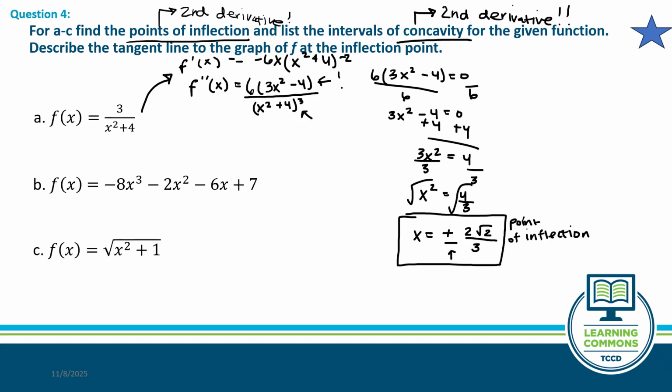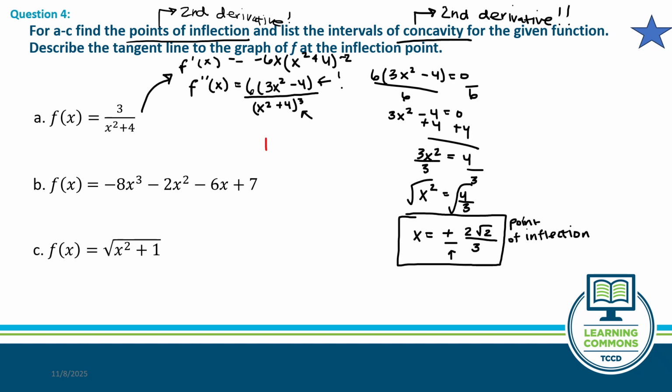If you write it with this little symbol, that's the same thing as writing 2 root 2 over 3, comma, negative 2 root 2 over 3. Again, I don't think she'd mind. That's also up to you. So we've done all that. We've done the hard part, okay? Finding the point of inflection is probably the hardest part.